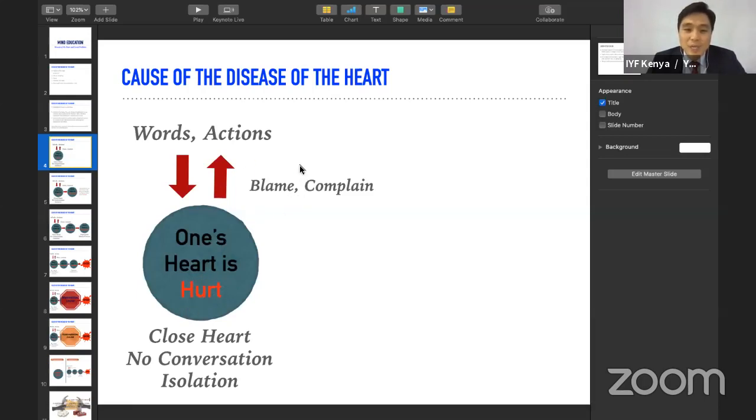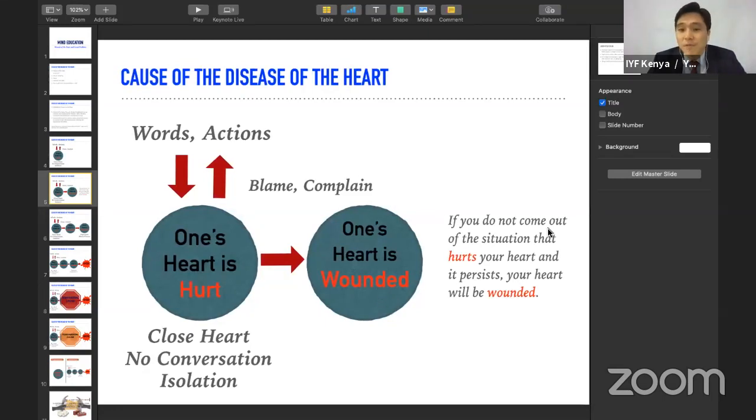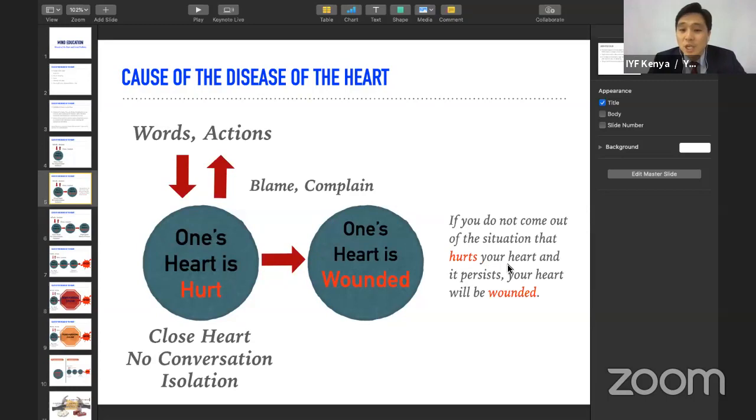Then what do we do? We begin to blame and complain towards that person. And then we also close our heart and stop the conversation with that person. And then we start isolating ourselves in our own heart. When that continues, our heart, from being hurt, turns into a wound of the heart. If you do not come out of the situation and the hurt persists, your heart will be wounded. Even when your heart is hurt, that is the time you need to solve this problem. However, if you don't solve it when your heart is hurt, it is going to continue and turn into a wound of the heart.